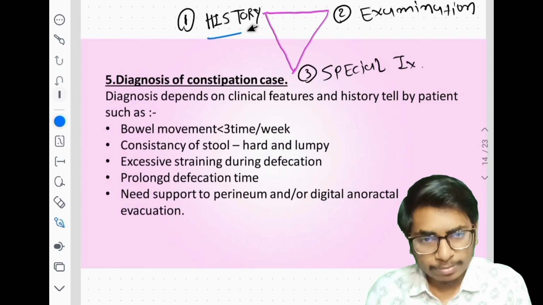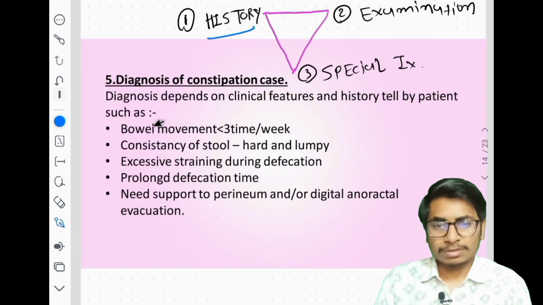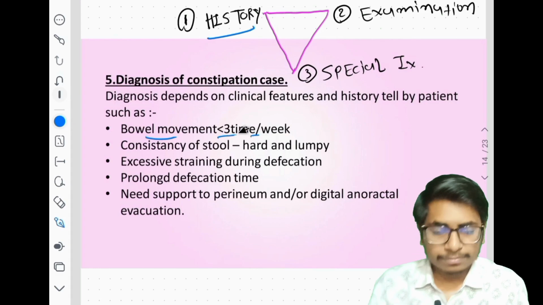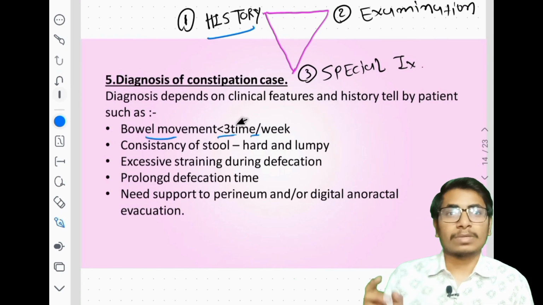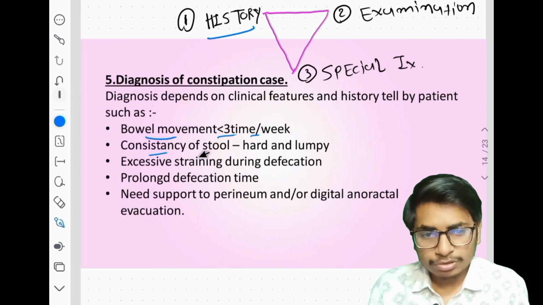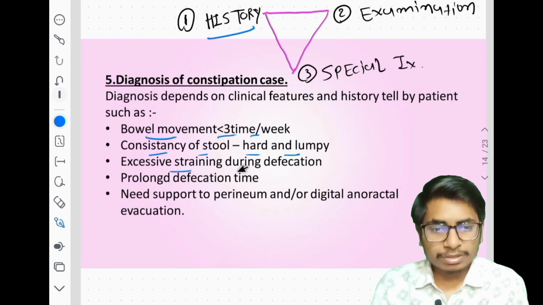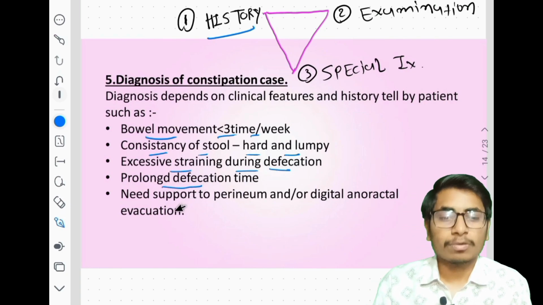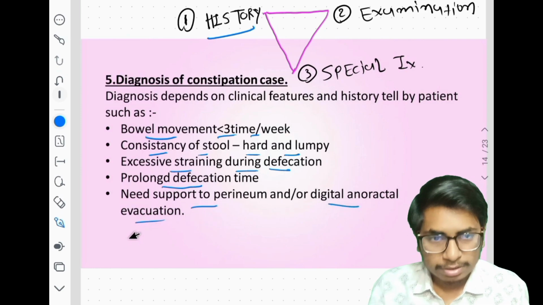First, we take history from the patient. In the history of a constipation patient, there is bowel movement less than 3 times per week, or the person does not have desire for defecation within 3 days. Then second is the consistency of the stool, which is hard and lumpy, excessive straining during defecation, prolonged defecation time, need support of the perineum or digital anorectal evacuation.